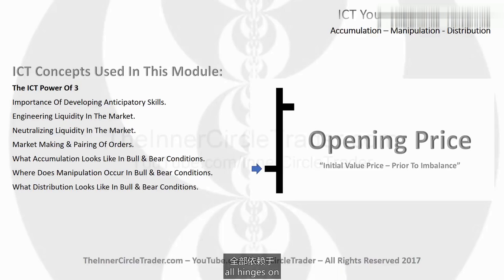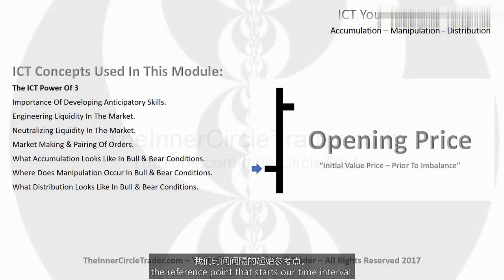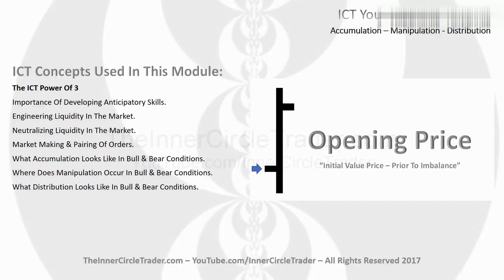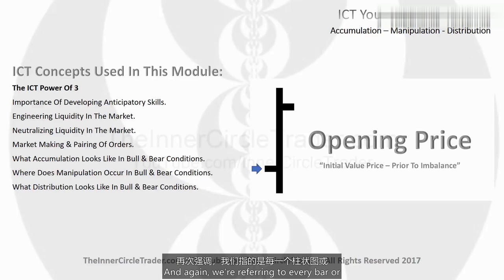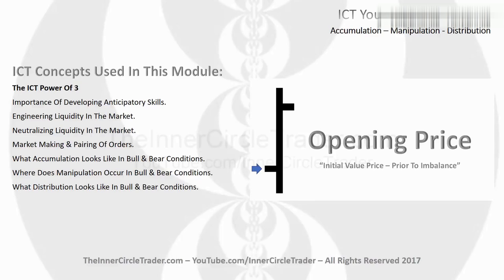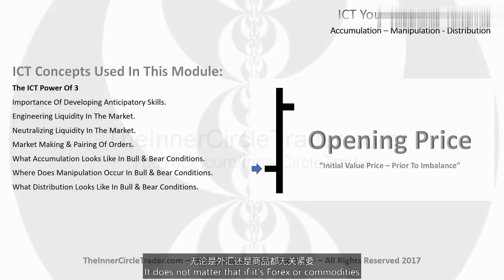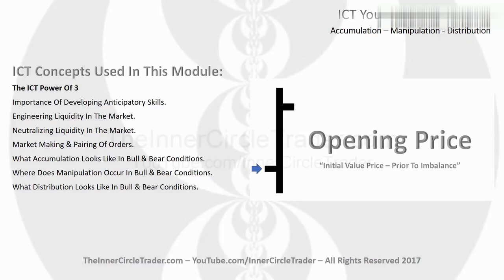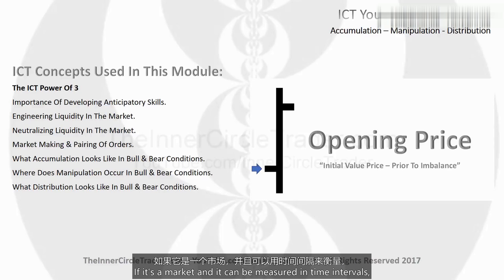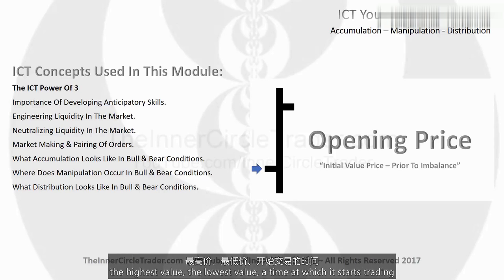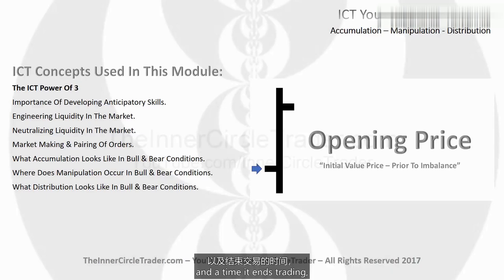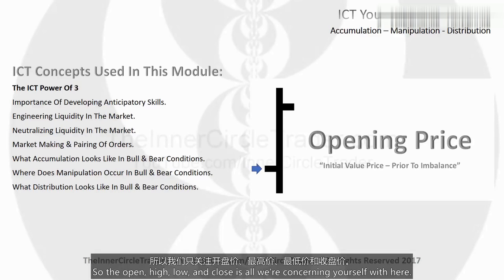But it all hinges on the reference point that starts our time interval. Again, we're referring to every open, high, low, close bar depiction in my diagrams as a representation of one daily bar, a full 24-hour period. It does not matter if it's Forex or commodities or bonds or whatever it is. If it's a market, and it can be measured in time intervals, you have the highest value, the lowest value, a time at which it starts trading, and a time it ends trading. You only need those four reference points. So the open, high, low, and close is all we're concerning ourselves with here.